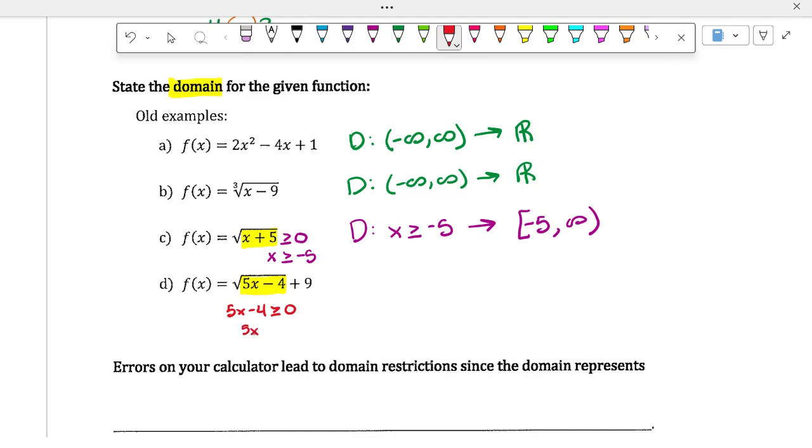So this will be 5x is greater than or equal to 4. X is greater than or equal to 4 over 5. So the domain, x is greater than or equal to 4/5, or from 4/5 to infinity. Either way, they mean the same thing.